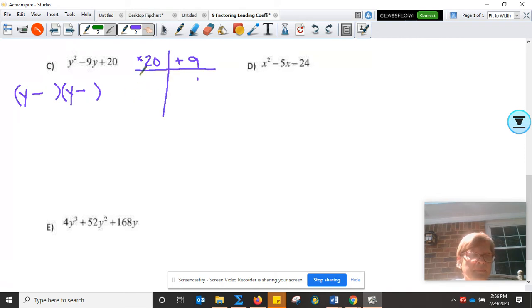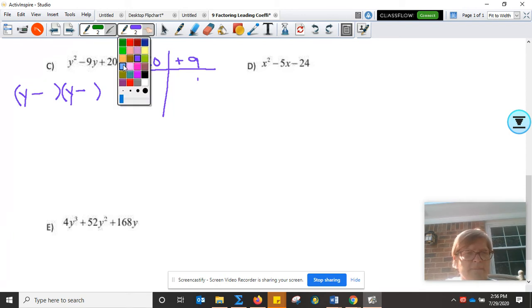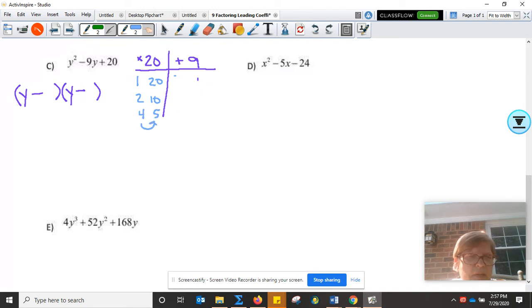All right. So what multiplies to give us 20? We have 1 and 20, 2 and 10, 3 and... no, I'm sorry, I was looking at 9. 4 and 5. And then we go back around. So those numbers are going to be 4 and 5. They add up to give us 9, and when we multiply them, we get 20. All right. So since both signs are the same, it doesn't matter where you put each one. And that's your final answer.